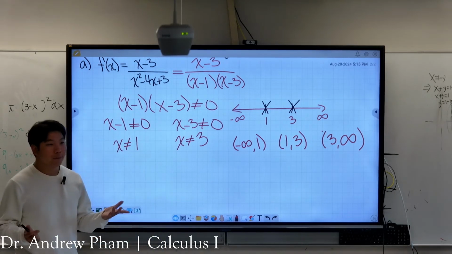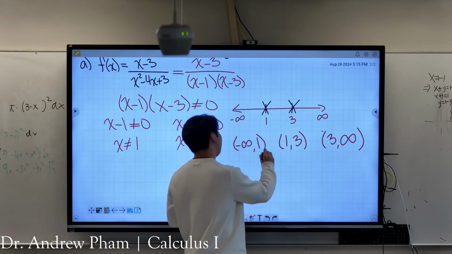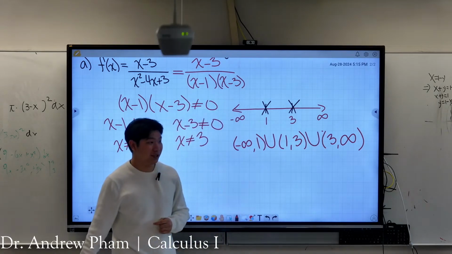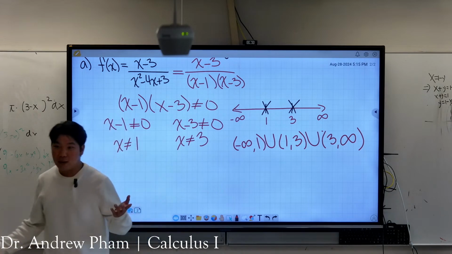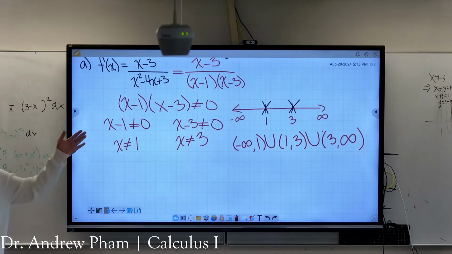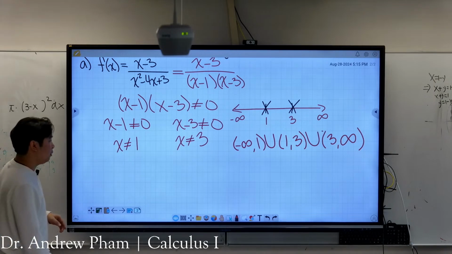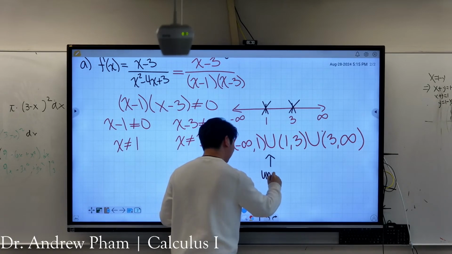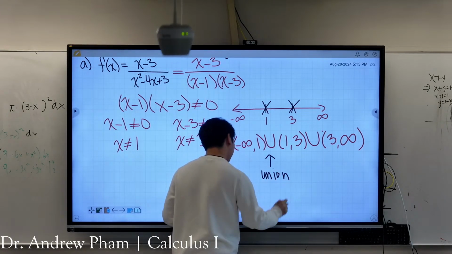And if I want to be really formal, I could use this notation. Has anyone actually seen this little U notation? It means union, which basically means this one, or this one, or this one. Again, if you haven't seen this, this means union.